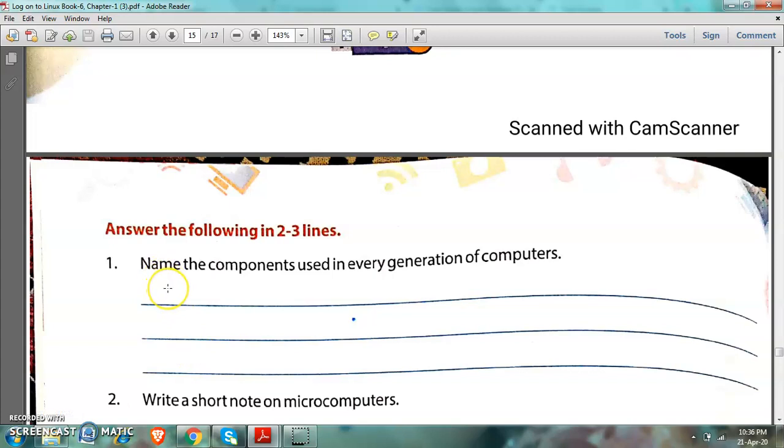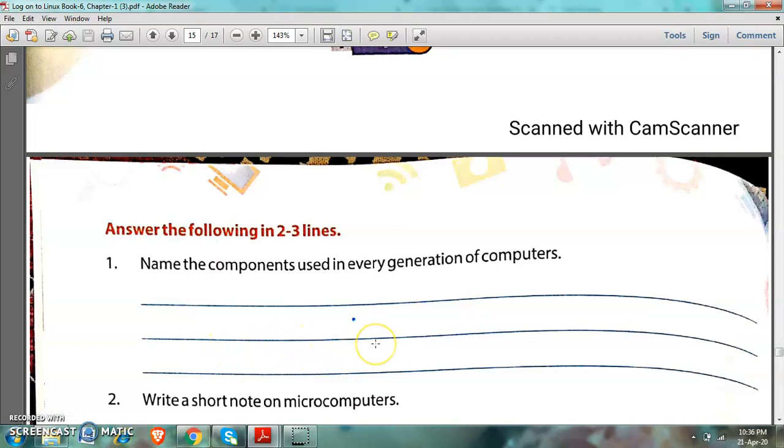Here I am telling you: the first generation computer used vacuum tubes. Second generation computers used transistors. Third generation computers used ICs. Fourth generation computers used microprocessors. And the fifth generation computers will use artificial intelligence, AI. So you are to write about the fifth generation of computer. Here you are to write only one line about the component used in the specific generation.